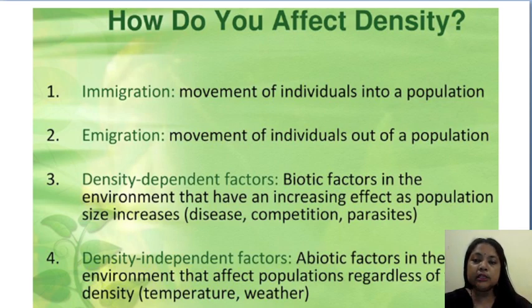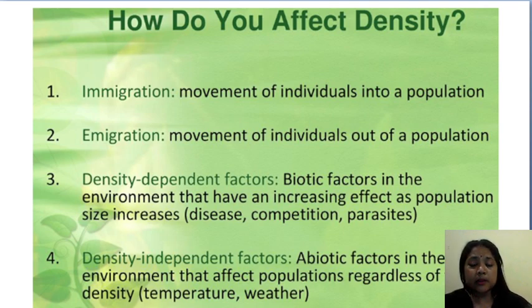So density either reduces or increases. There are two terms I told you earlier, immigration and emigration. Immigration means movement of individuals into a population, and emigration means movement of individuals out of a population. Immigration means someone is coming to the place, and emigration means someone is going outside from the place. Okay.